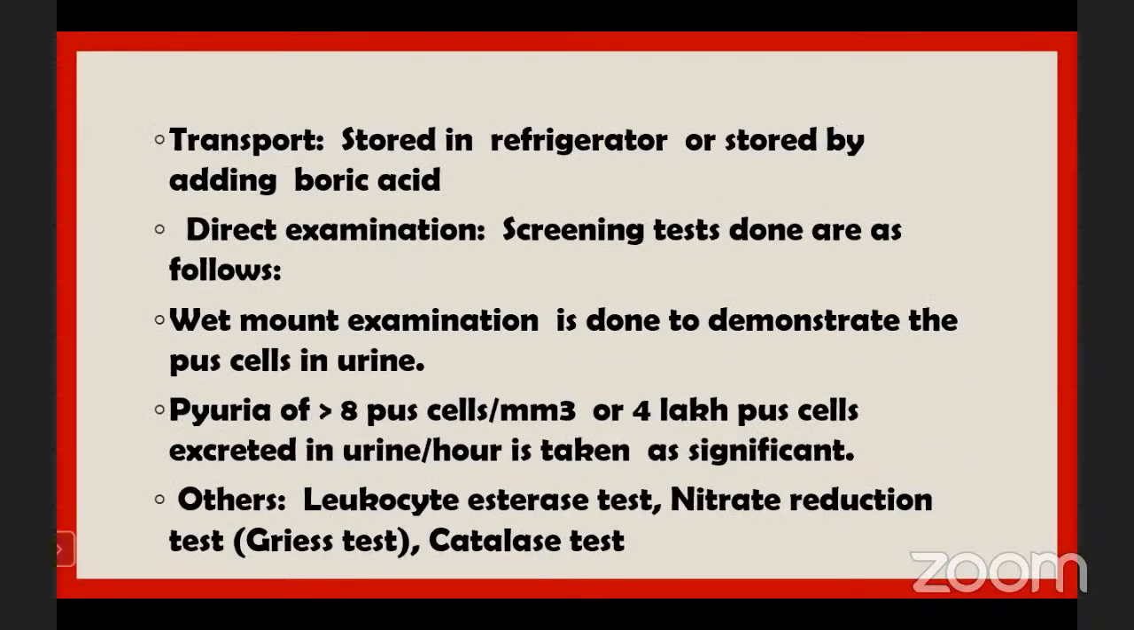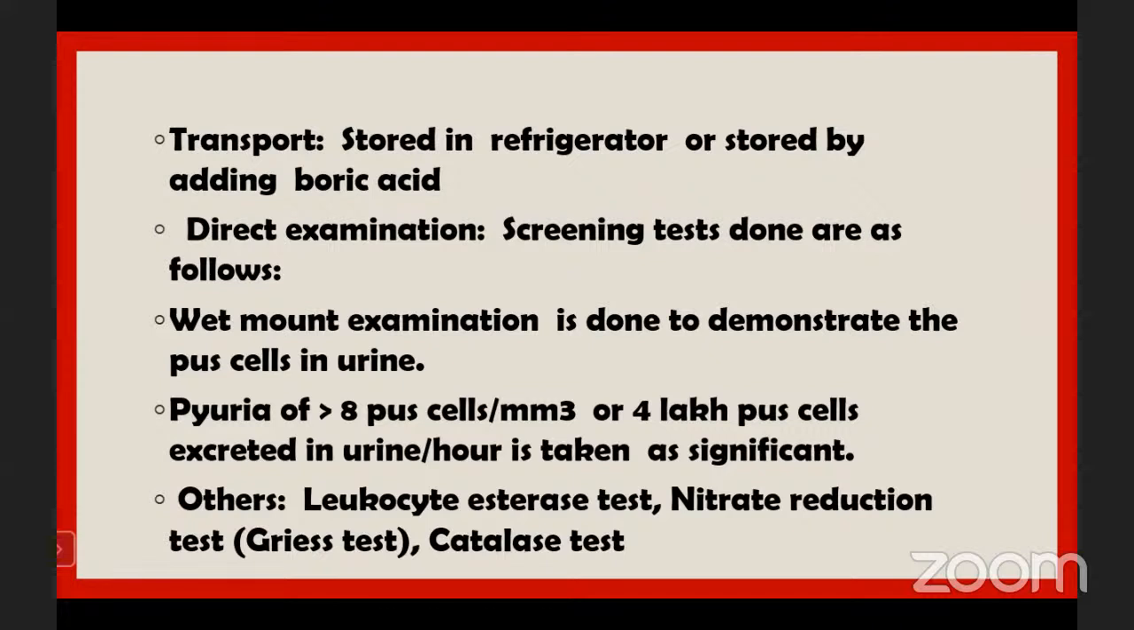Next one is the transport. Urine should be stored in refrigerator or stored by adding boric acid. Under direct examination, screening tests are done as follows. One is the wet mount examination. It is done to demonstrate pus cells in urine.